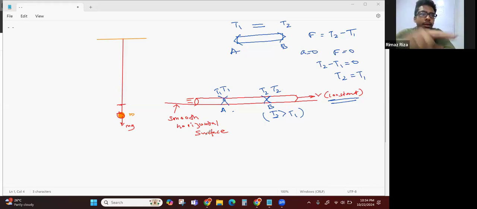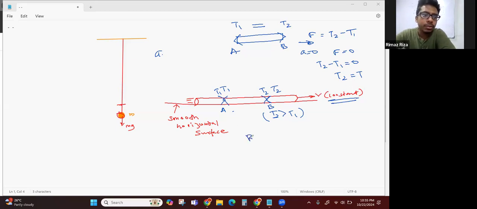Let us consider 2 points A and B, and the tension forces at A and B are T1 and T2 respectively. And then you can consider the free body diagram of the AB part, which I have drawn here, right? Now we have considered that T2 is greater than T1, no? Then there is an unbalanced force in this direction. So there is an acceleration, which tells that velocity cannot be constant.